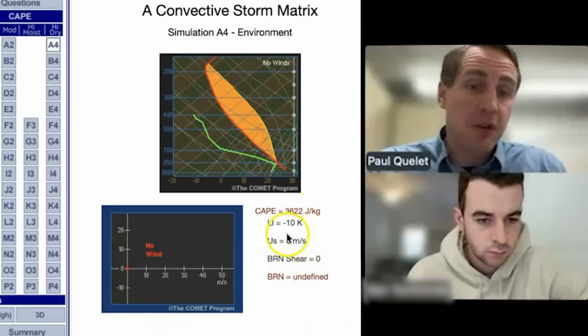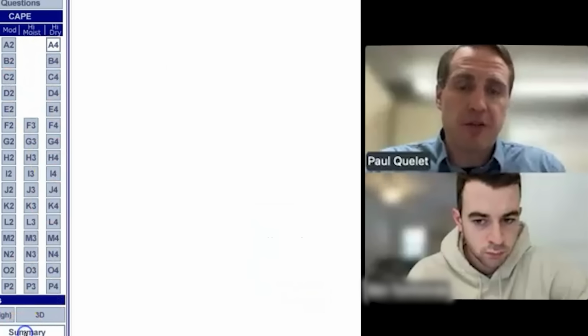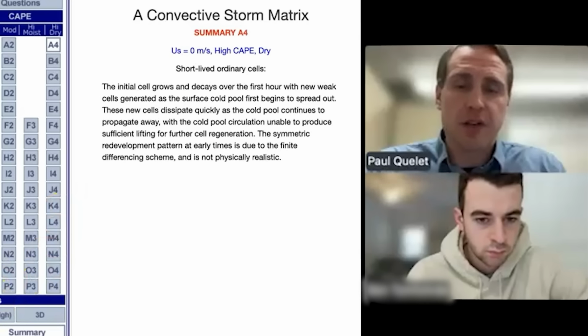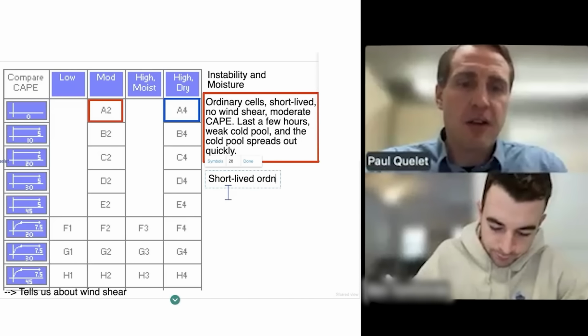The CAPE is pretty large, 3,622 joules per kilogram, and the lifted index is -10. That's pretty significant, but there is no wind shear to speak of. So short-lived ordinary cells, absolutely. These are going to be short-lived ordinary convection.